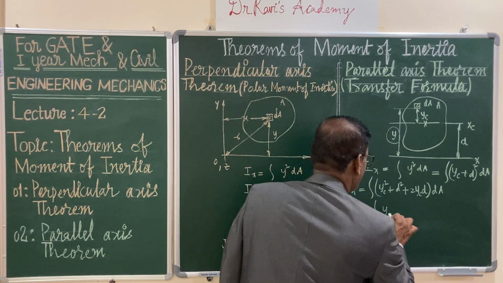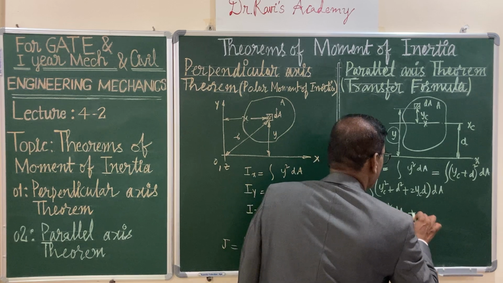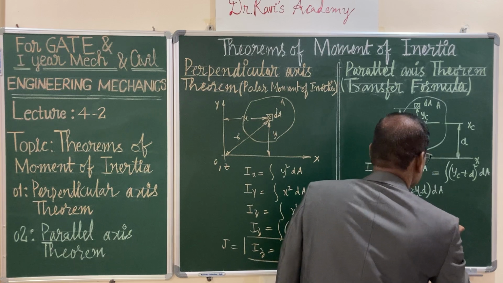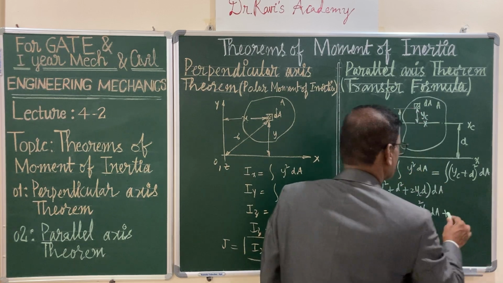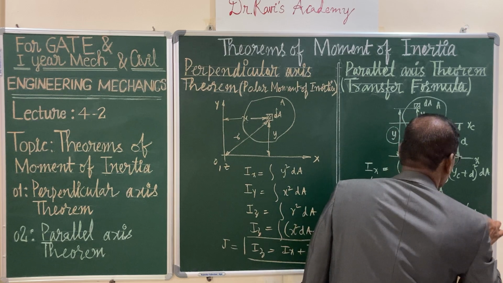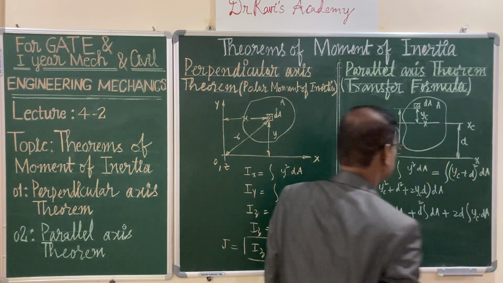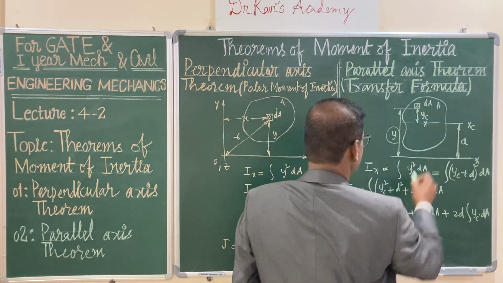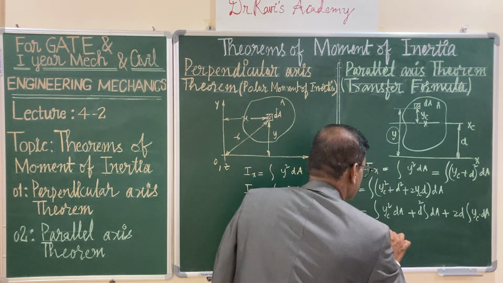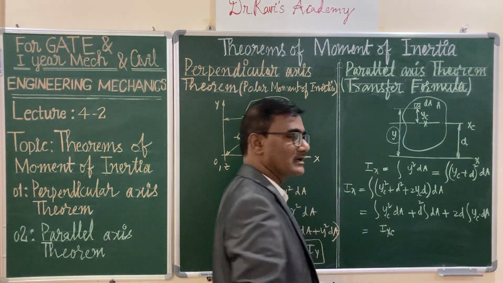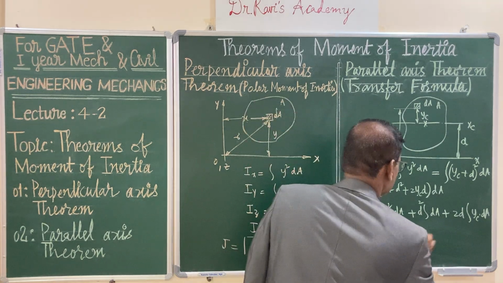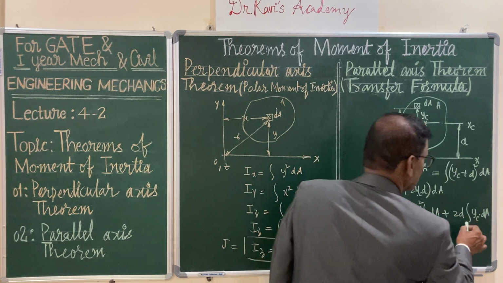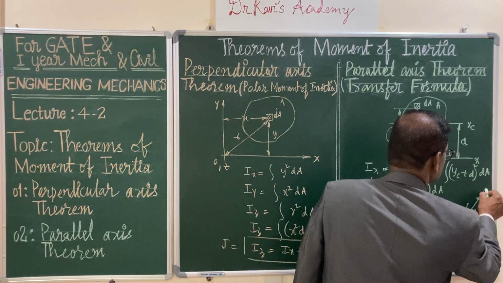It is integral yc square dA plus integral d square, you can keep d square outside, integral dA, plus 2d, you can keep outside, integral yc dA. Observe carefully here, integral yc square dA is nothing but the moment of inertia about the central axis, that you can write down as Ixc, the central moment of inertia, plus integral dA is nothing but A, it is A d square. And this value, the moment of area about its own axis, will be 0.